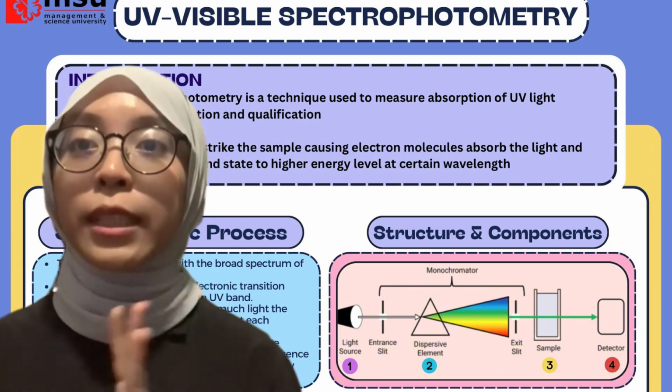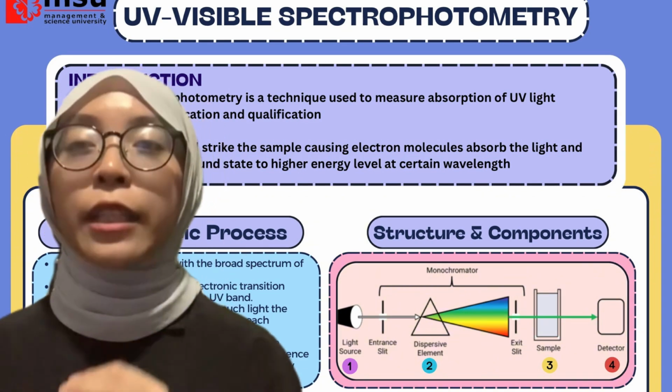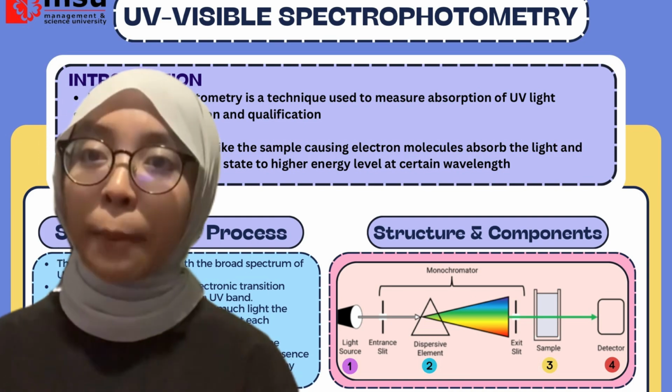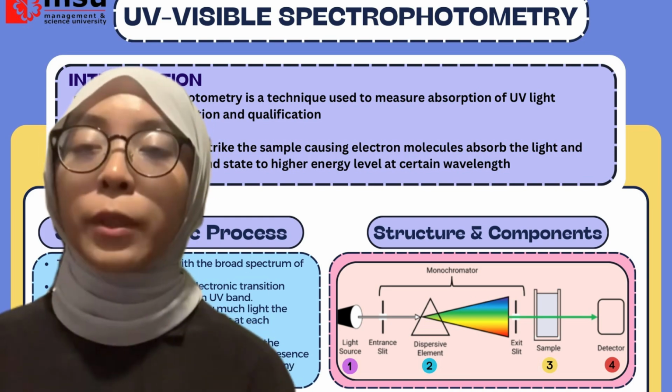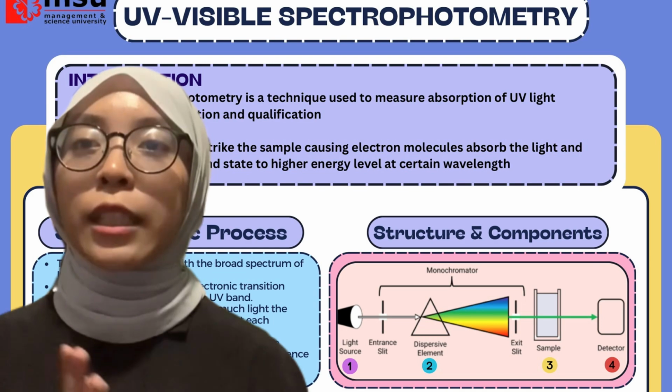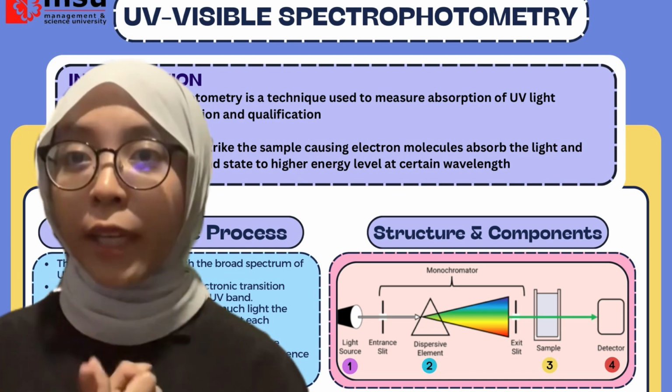The third main component is the sample, where the light travels through or reflects off the sample. And the last main component is the detector. It is used to measure the intensity of the reflected or transmitted radiation.